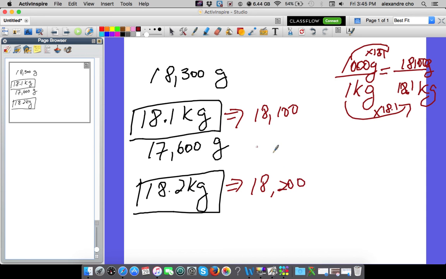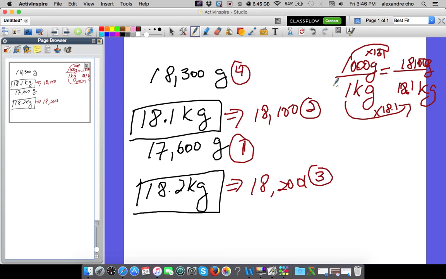Now I can easily put this in order. This is number 1, the smallest. Number 2, the second smallest. Okay, I'm going to take that back. The smallest guy is this guy at 17,600. Then is this. Then is this. And then the biggest guy is that. But what did you need to do? You did need to change everything to grams so that you can compare. It makes life easier.